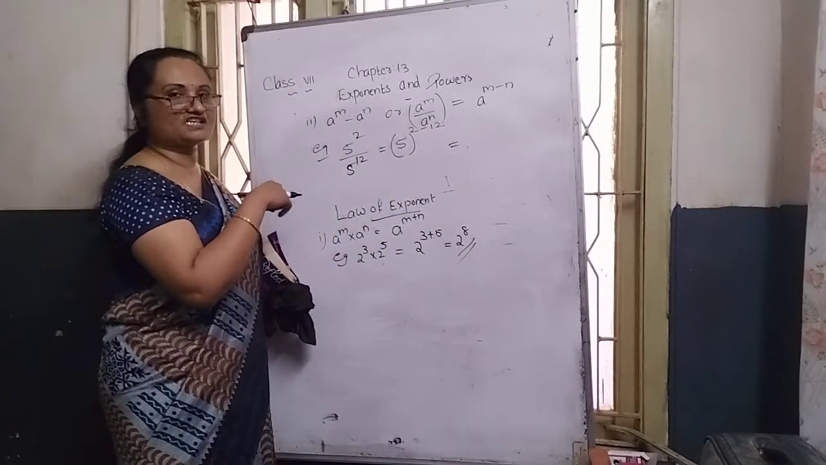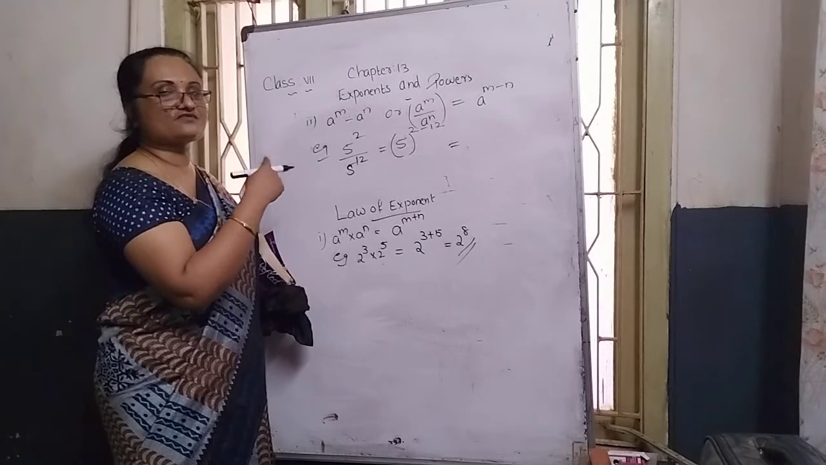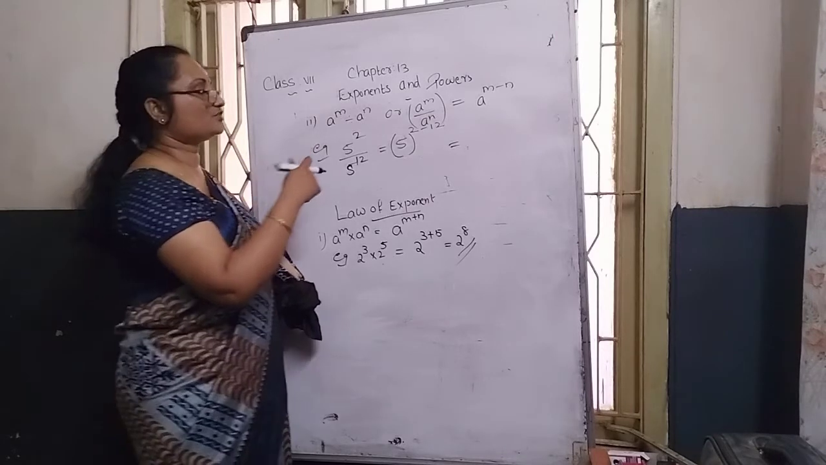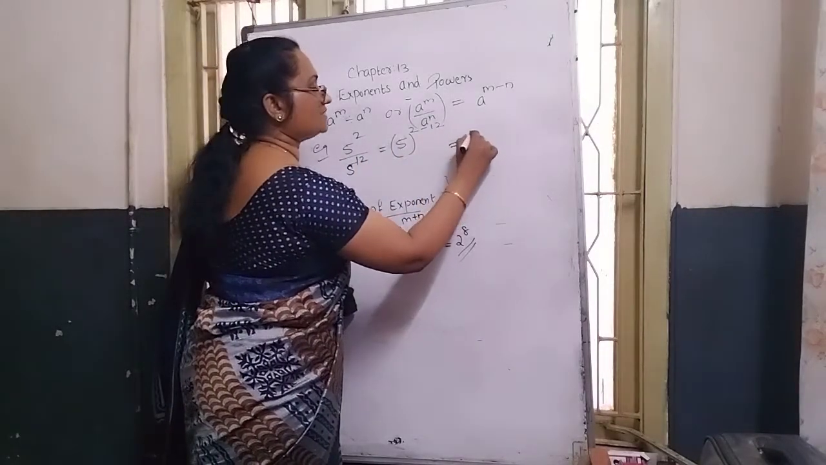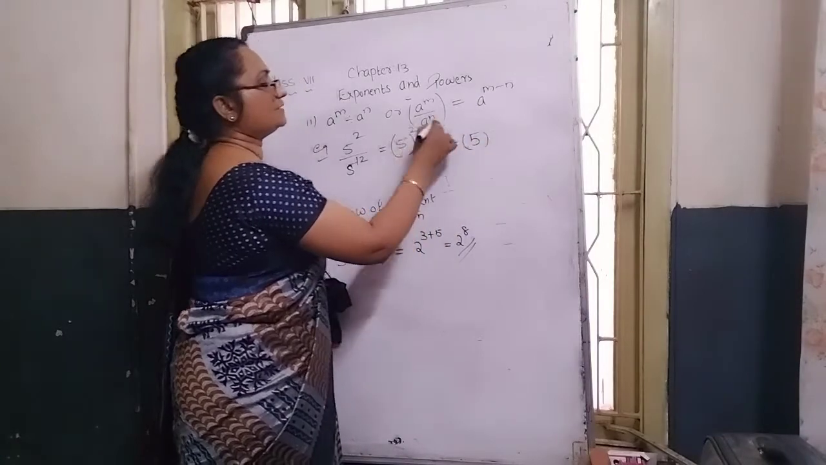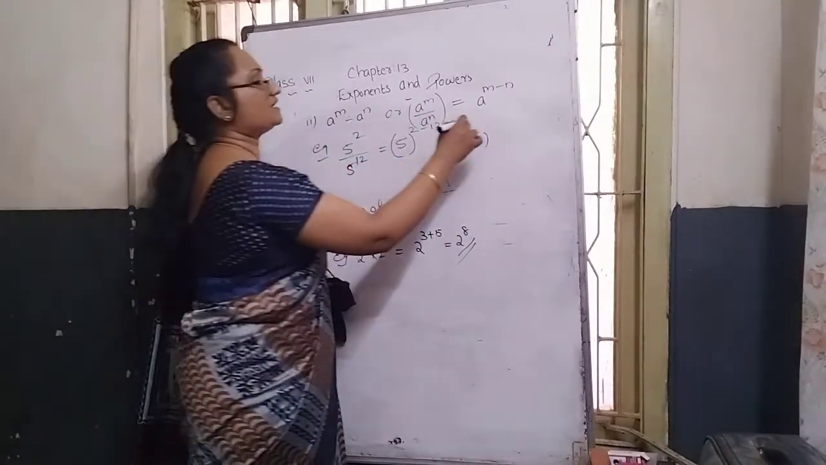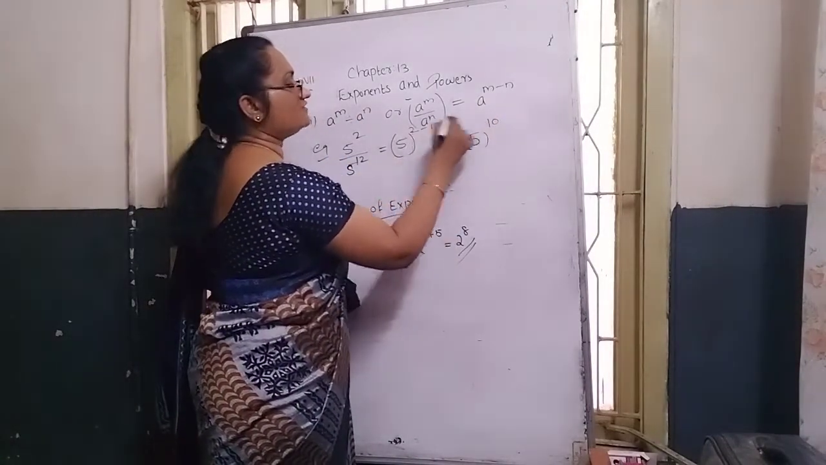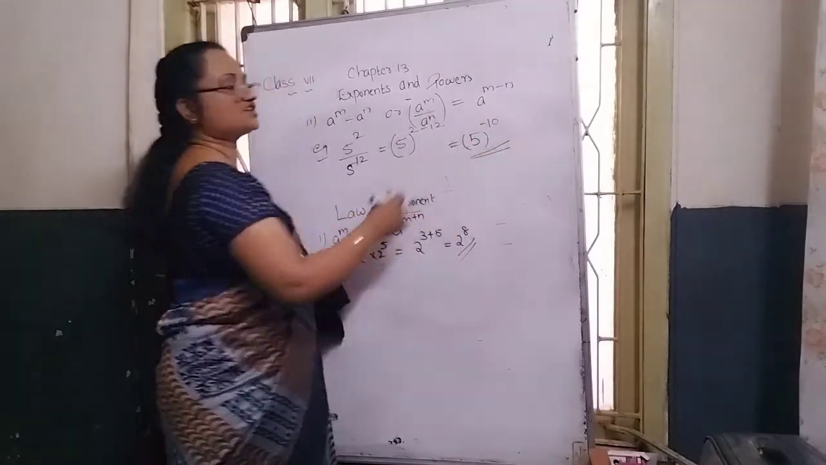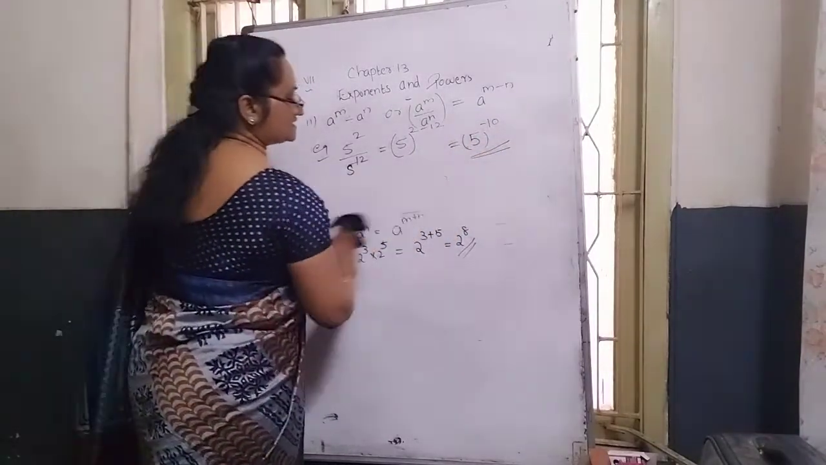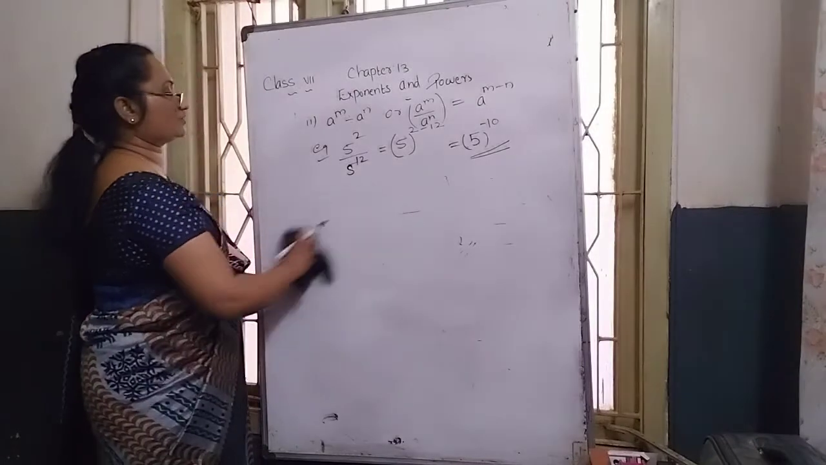One is a positive integer, the other is a negative integer. What we want to do is subtract and put the sign of the bigger number. So same base 5, then the powers 12 minus 2 become 10. 12 is the bigger number, that's why minus 10 is the answer. This is the second rule, the division rule.